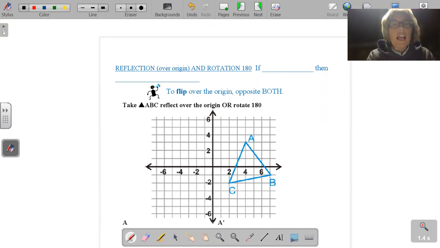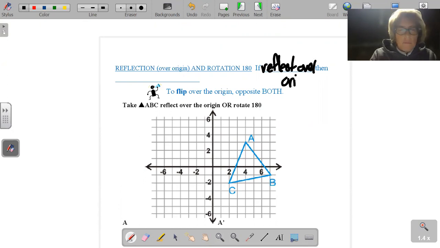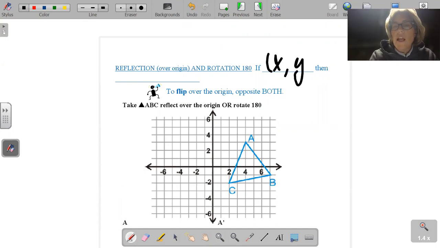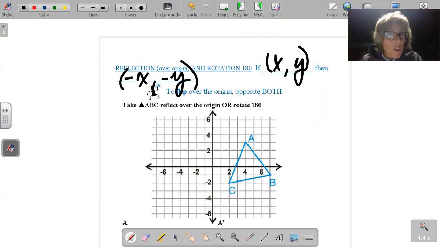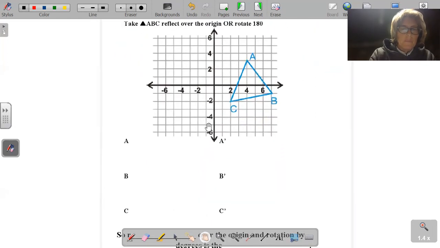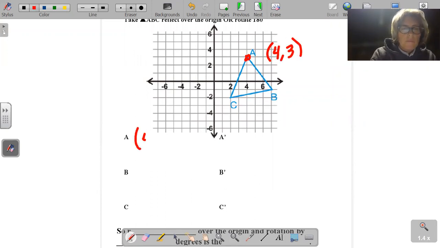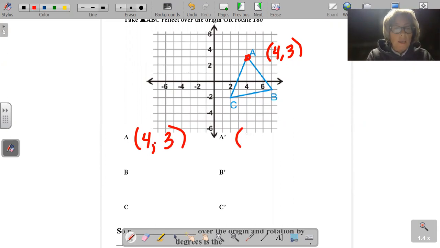So if you reflect over the origin, you simply opposite both coordinates. So if I have an x, y, I simply go -x, -y. To flip over the origin or rotate 180, same thing, you simply opposite both. It's easy to see this. So opposite both, we'll just plot them one by one. It'll be easy to see.